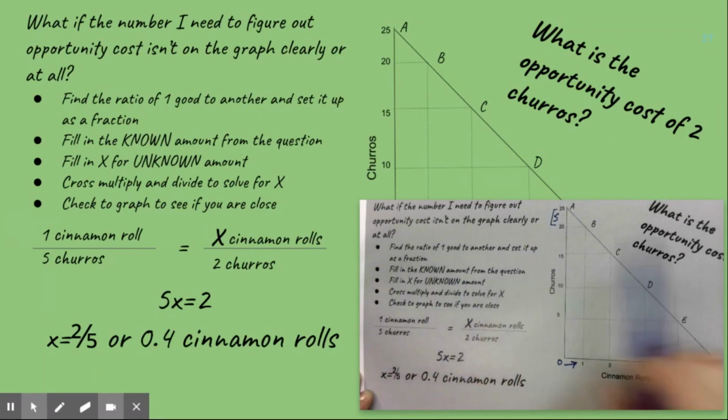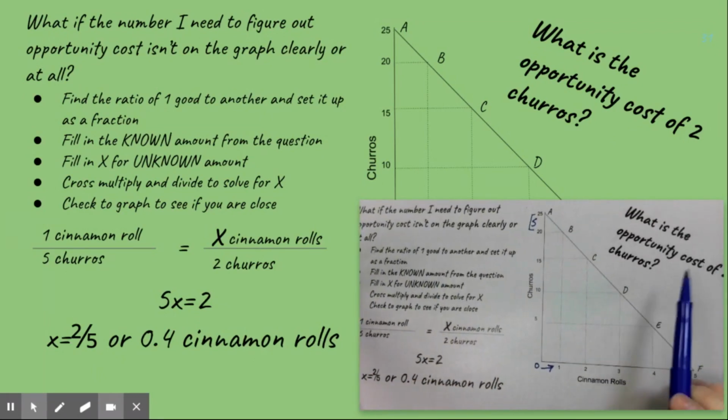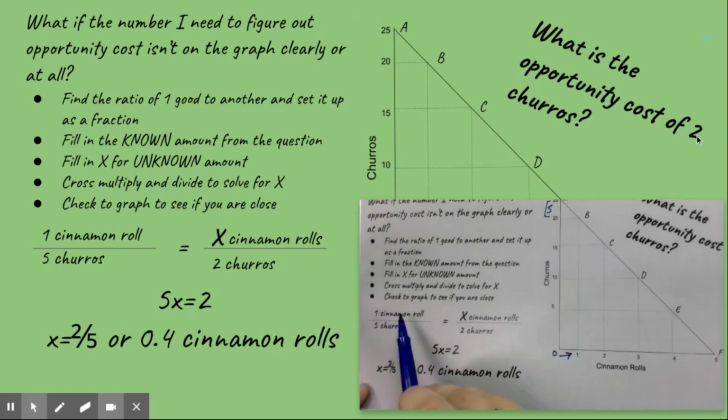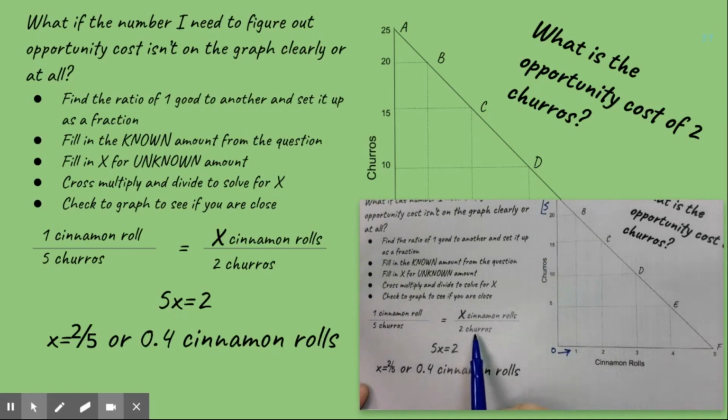What is the question? What is the opportunity cost of 2 churros? Sorry, you can't see it. It's on the screen right here. 2 churros. So I want to know 2 churros. When we do this, we always keep the same good or service on the same row. Churros is on the bottom over here, so we need to put churros on the bottom over here.